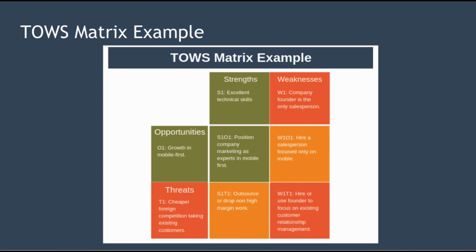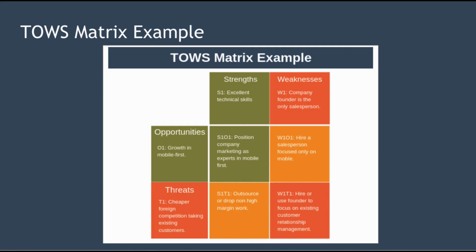Now, next, let's take a look at W1O1, and this takes the weakness of the company founder being the only salesperson and looks at how it can be combined with the opportunity of growth in mobile first. And again, after a bit of brainstorming, the potential strategy generated is to consider hiring a salesperson focused only on mobile. So let's do one more.